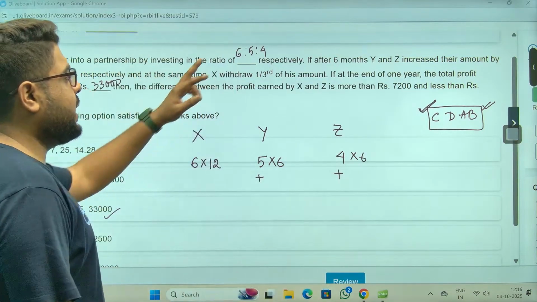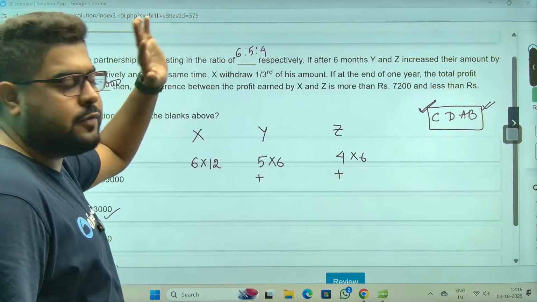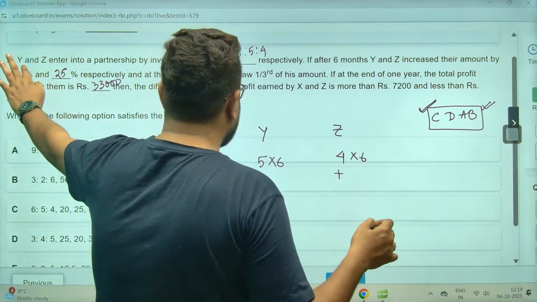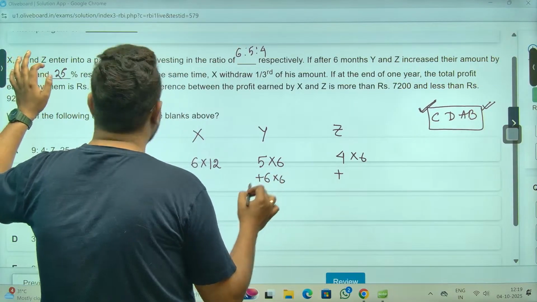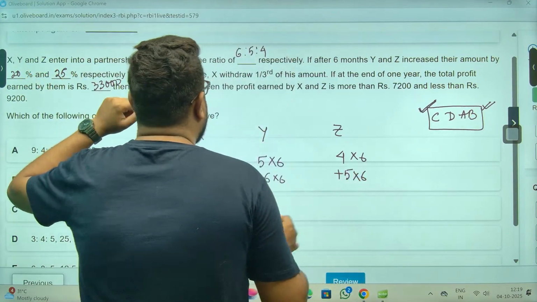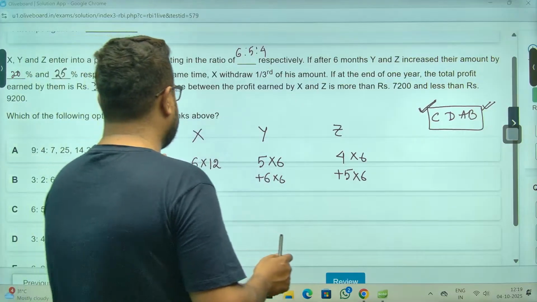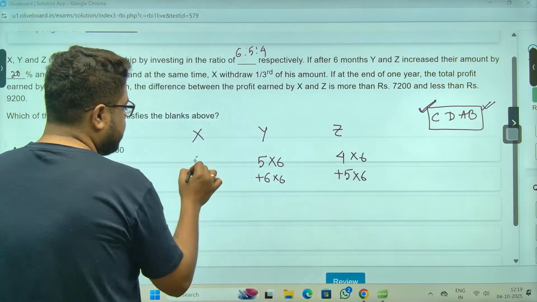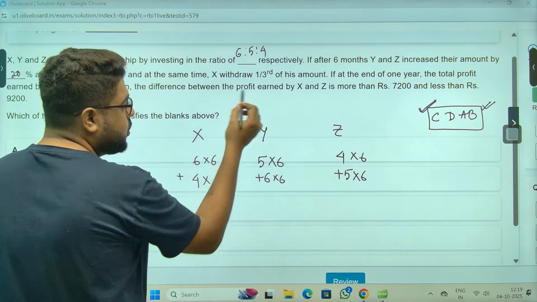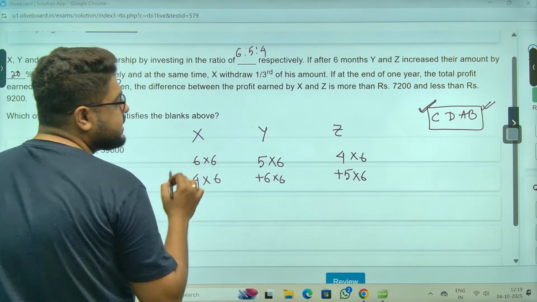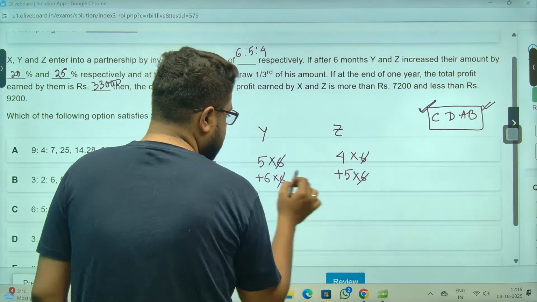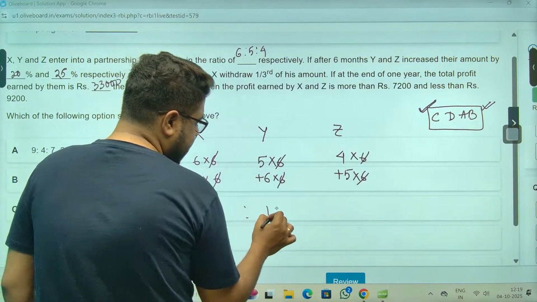Now, Y increased by 20%, meaning 1/5. So 5 rupees became 6 rupees for 6 months. And this is 25%, meaning 1/4, it became 5 rupees for the next 6 months. Okay, X withdrew 1/3 of his amount. So 6 rupees, this was there for 6 months. 1/3 means 2 rupees X withdrew. So 4 rupees for again the 6 months. So this is this. So 6 plus 4, 10, ratio 11, ratio 9.